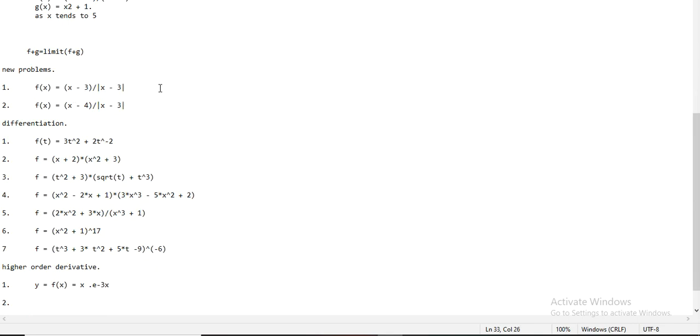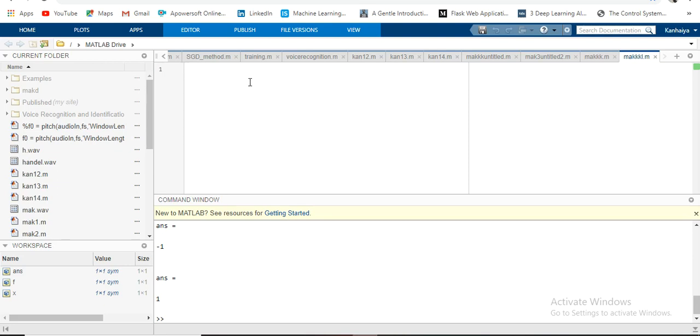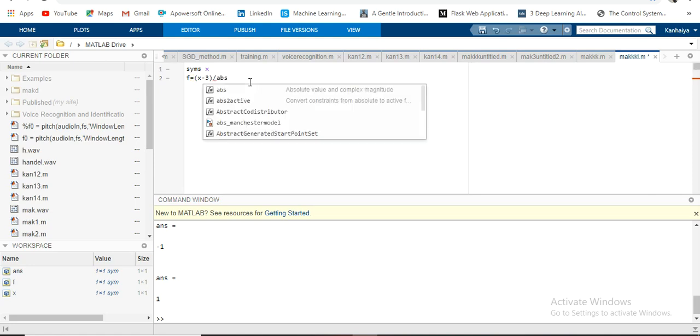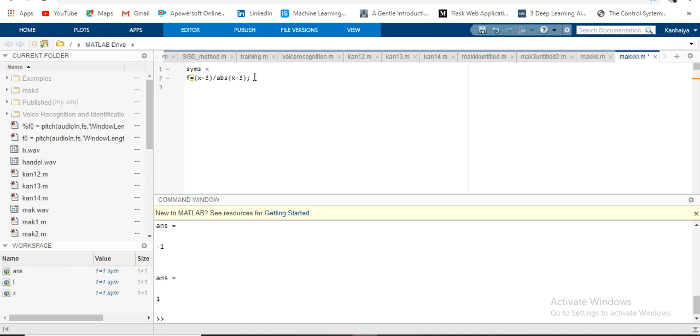This is the first problem I have taken. In this problem we will see how we can solve this limit. The first problem is f of x equal to x minus 3 divided by mod of x minus 3. Let's move to Matlab and solve. First we have to specify the variable, x. Now f equals x minus 3 divided by, it was mod of, so we will use abs of x minus 3. This is our problem and we have to solve the limit for this one.